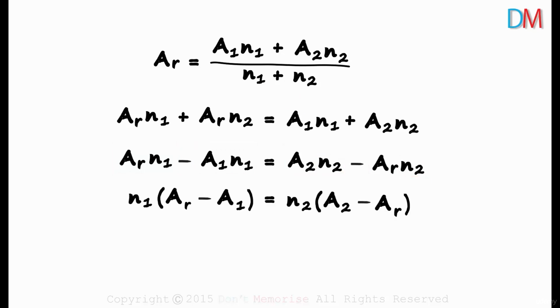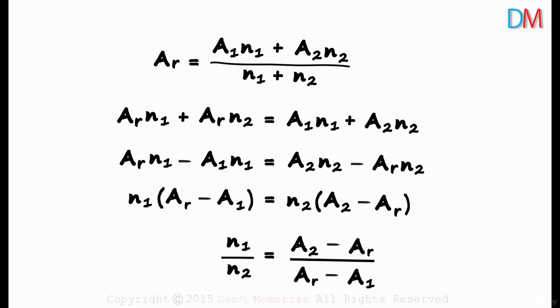And to get the ratio, we transpose N2 to the left and this to the right. That gives us the ratio N1 to N2. It equals (A2 minus AR) divided by (AR minus A1). Now you know how we got the ratio quickly. It's simply (A2 minus AR) divided by (AR minus A1). So if we have A1, A2 and AR, we just use this formula to get the ratio N1 to N2.